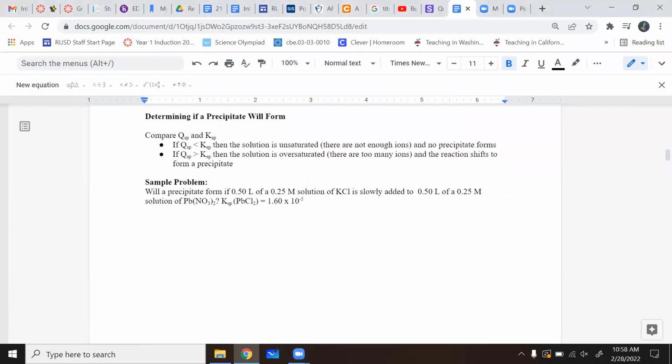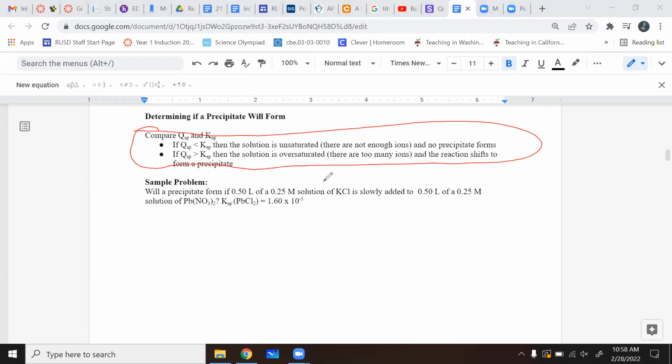Moving on, determining if a precipitate will form. This piece of information over here is very important when you are comparing Qsp and Ksp. Remember, Qsp and Ksp are equivalent at equilibrium, but if you are not at equilibrium and Qsp happens to be smaller than Ksp, that means the solution is unsaturated, there are not enough ions present, and no precipitate is going to form. If Qsp is bigger than Ksp, then the solution is oversaturated. There are too many ions present, and the reaction is going to shift to form that precipitate. So once again, remember that every salt that's dissolvable has an equilibrium. Our PbI2 formed an equilibrium with its dissolved ions.